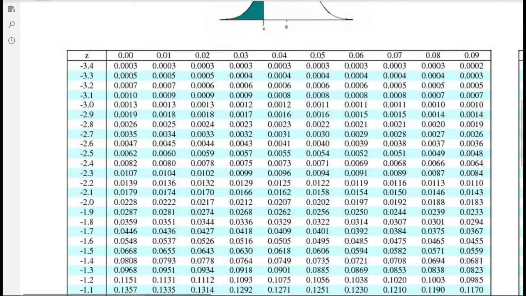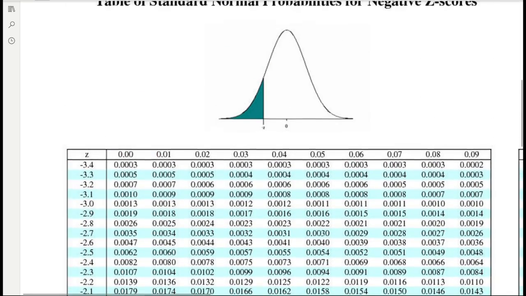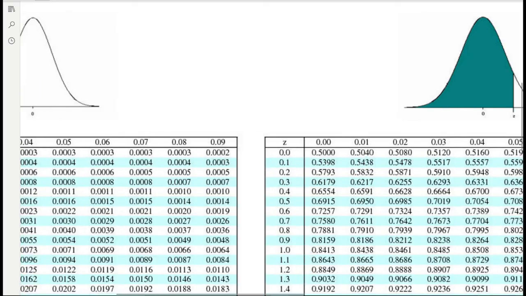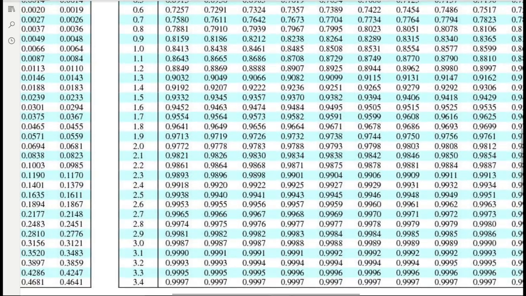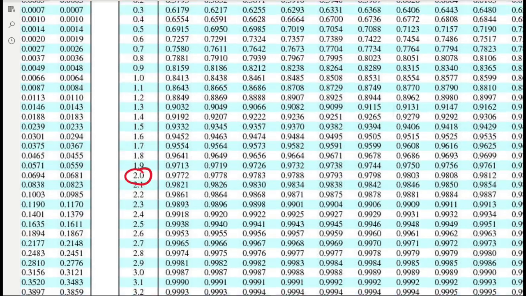Here we have the negative z values, and we want the positive z values. So we're going to go to 2.09 in the positive direction. So we have 2.09.